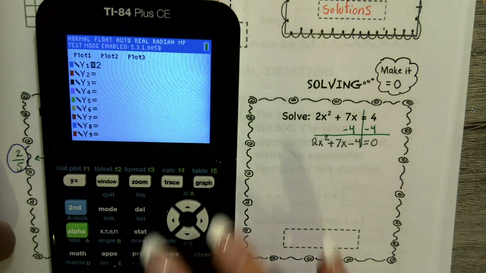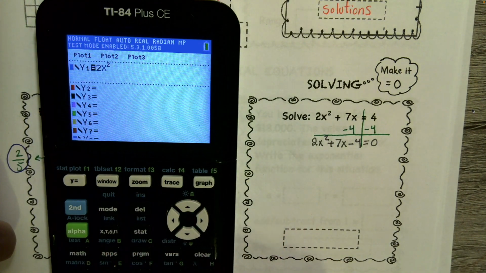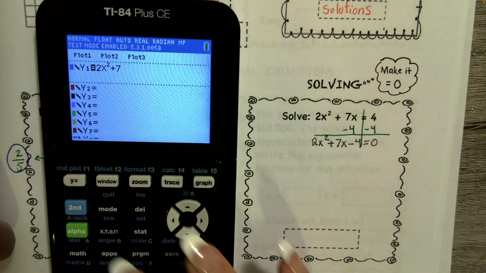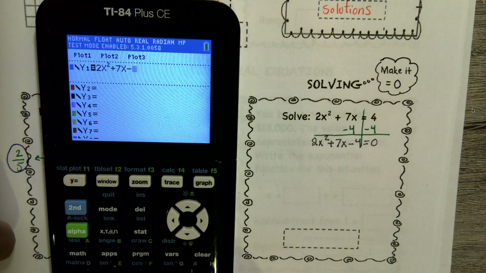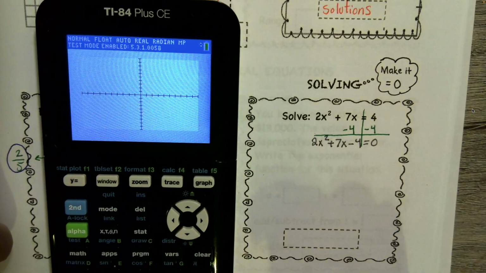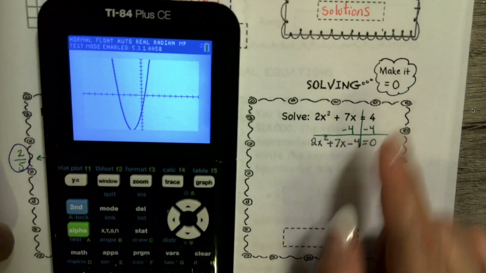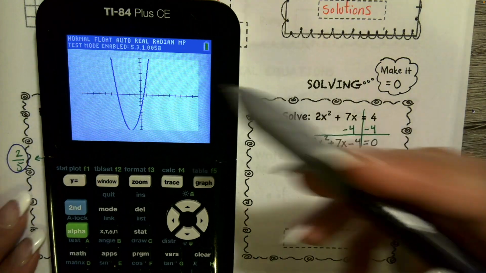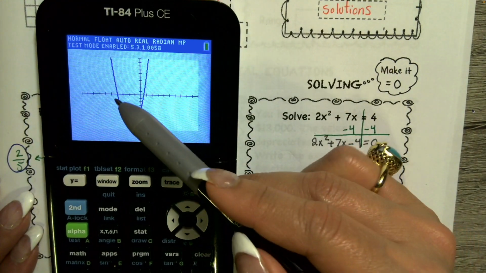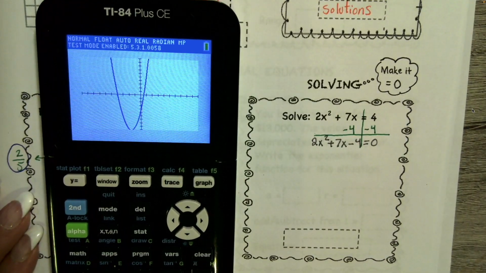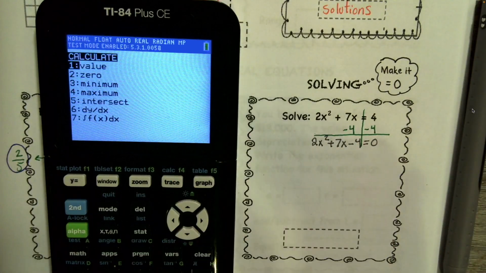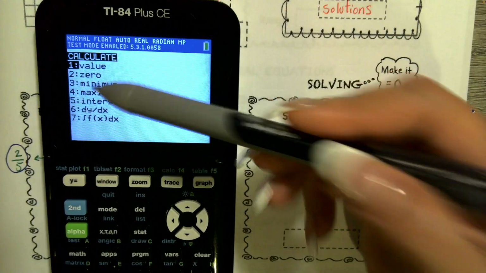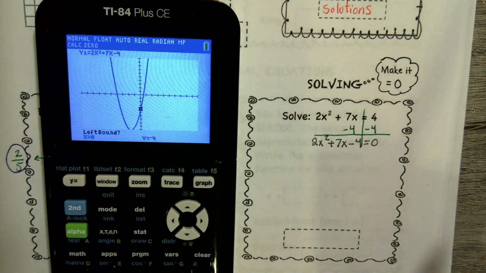So 2x squared plus 7x subtract 4. Graph it. Okay, there you go. What am I trying to find? Solve it. Solving means I have to find these two zeros in there. So I will do second trace. I'm looking for 0, so I will go down, click enter.